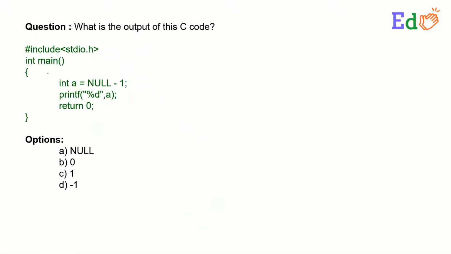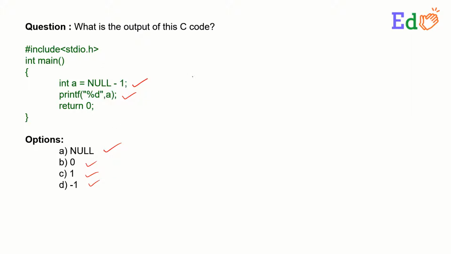Now you want to solve this problem. There is a problem having three lines, and you have to find out the output. Here the initial value is a equal to null minus 1, and then you have to print the value. We are given the options null, 0, 1 and minus 1.